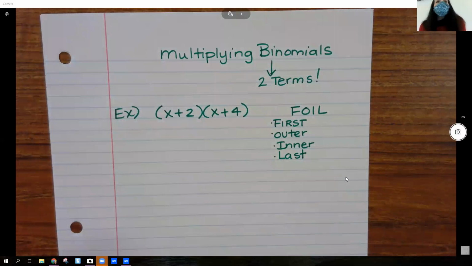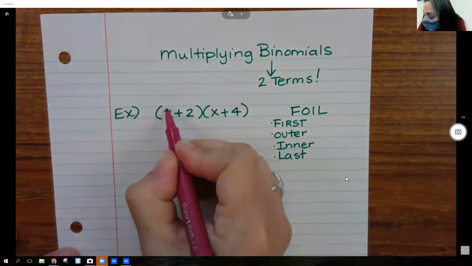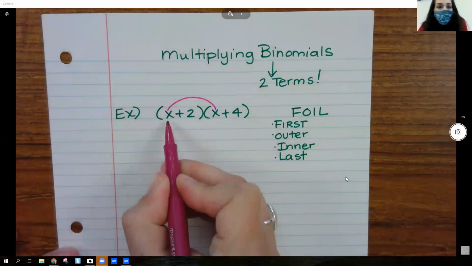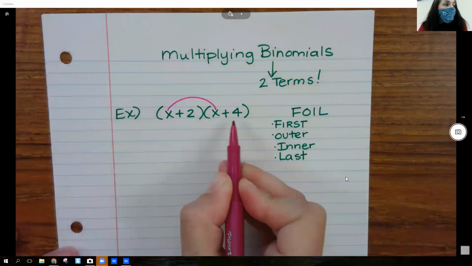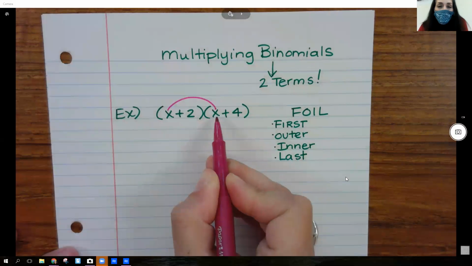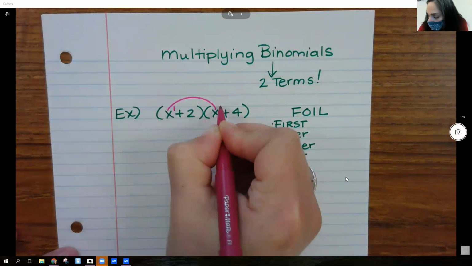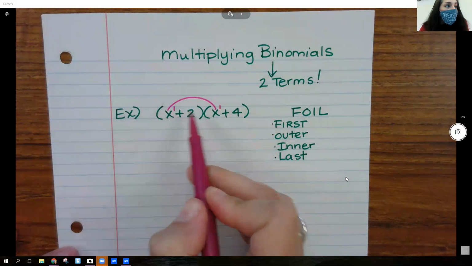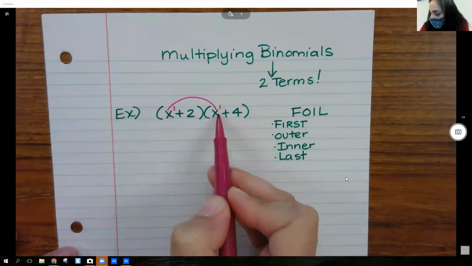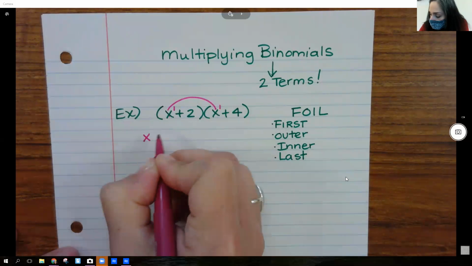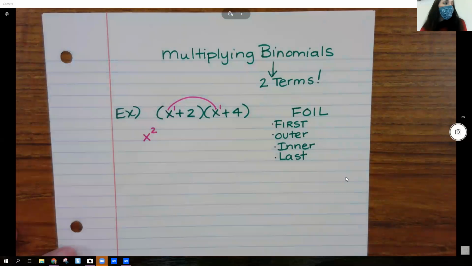It's really just doing the distributive property twice, to be honest. So you're going to multiply the first terms. So x times x: this x is the first term of this binomial, and this x is the first term of the other binomial, so you multiply them. We learned that when you multiply, you add the exponents, so there's little ones right there. This would be x times x, which would be x to the second power. All right, that's the first terms.